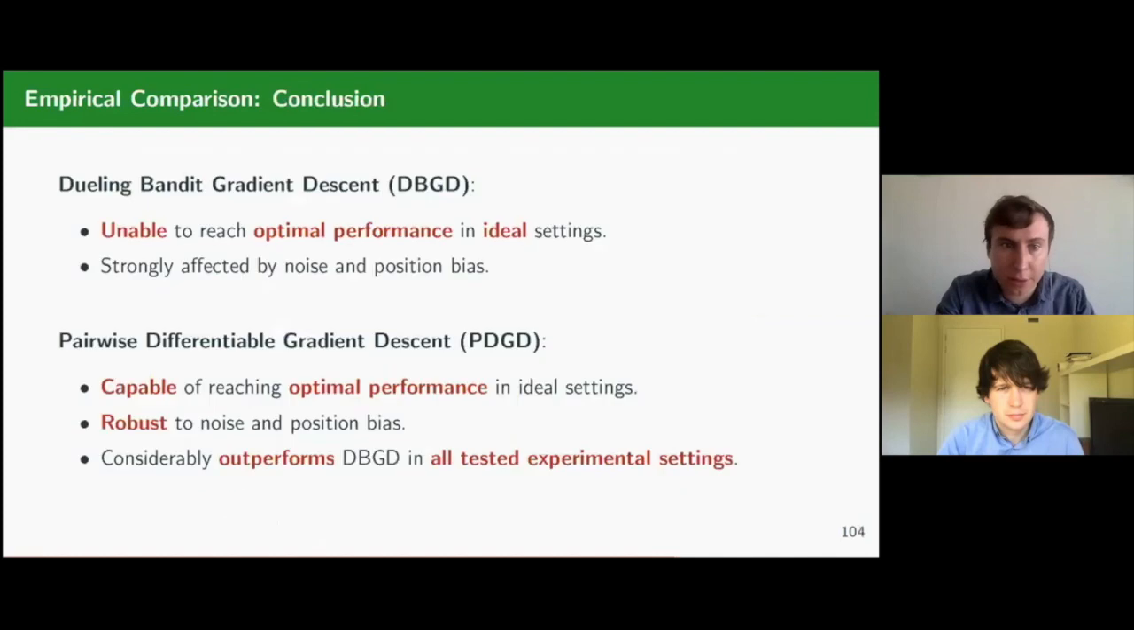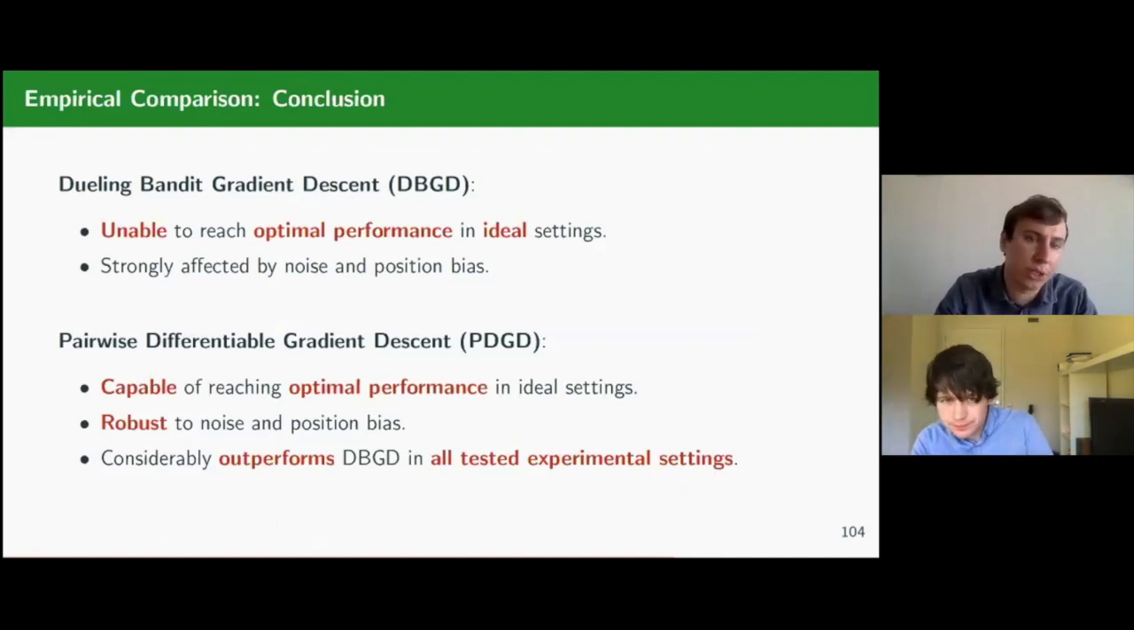All right. So to wrap that up, we see that even in these ideal settings, the dueling bandit gradient descent algorithm, the classical online learning to rank, is unable to reach this optimal performance and seems to be strongly affected by noise and position bias.